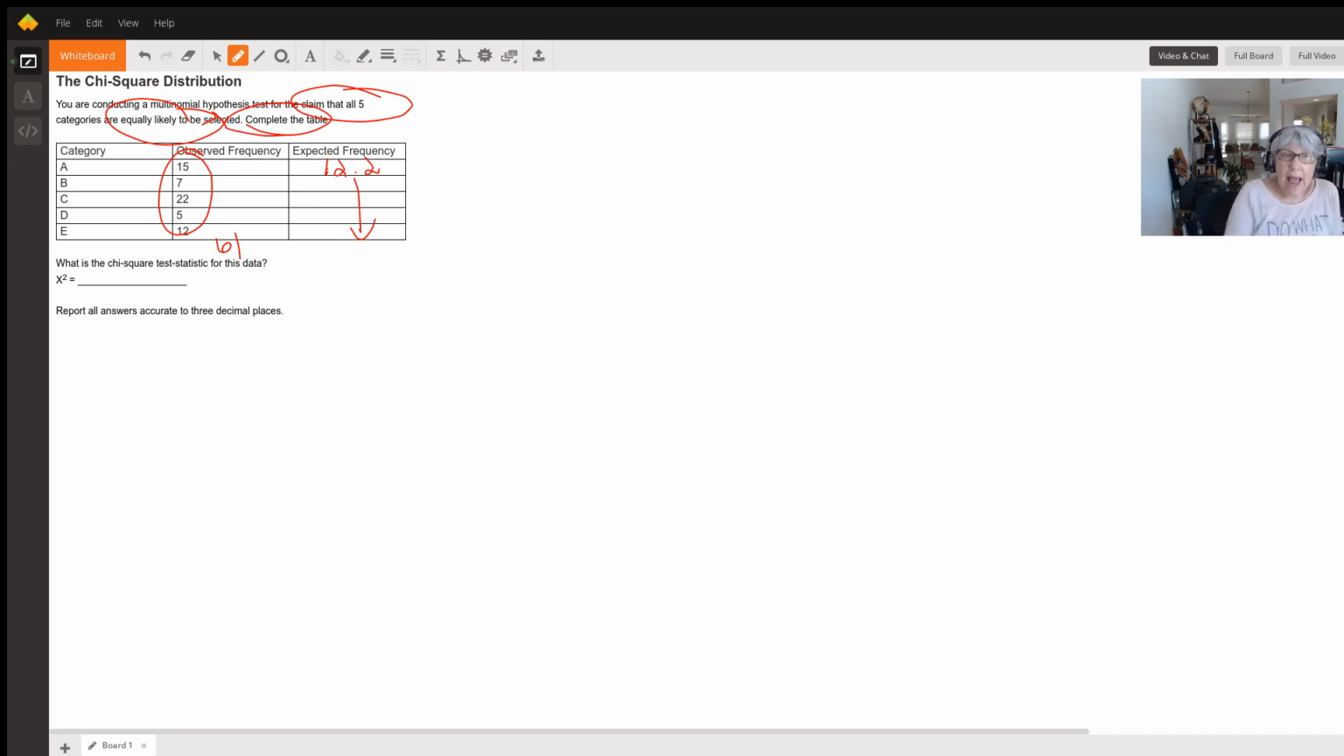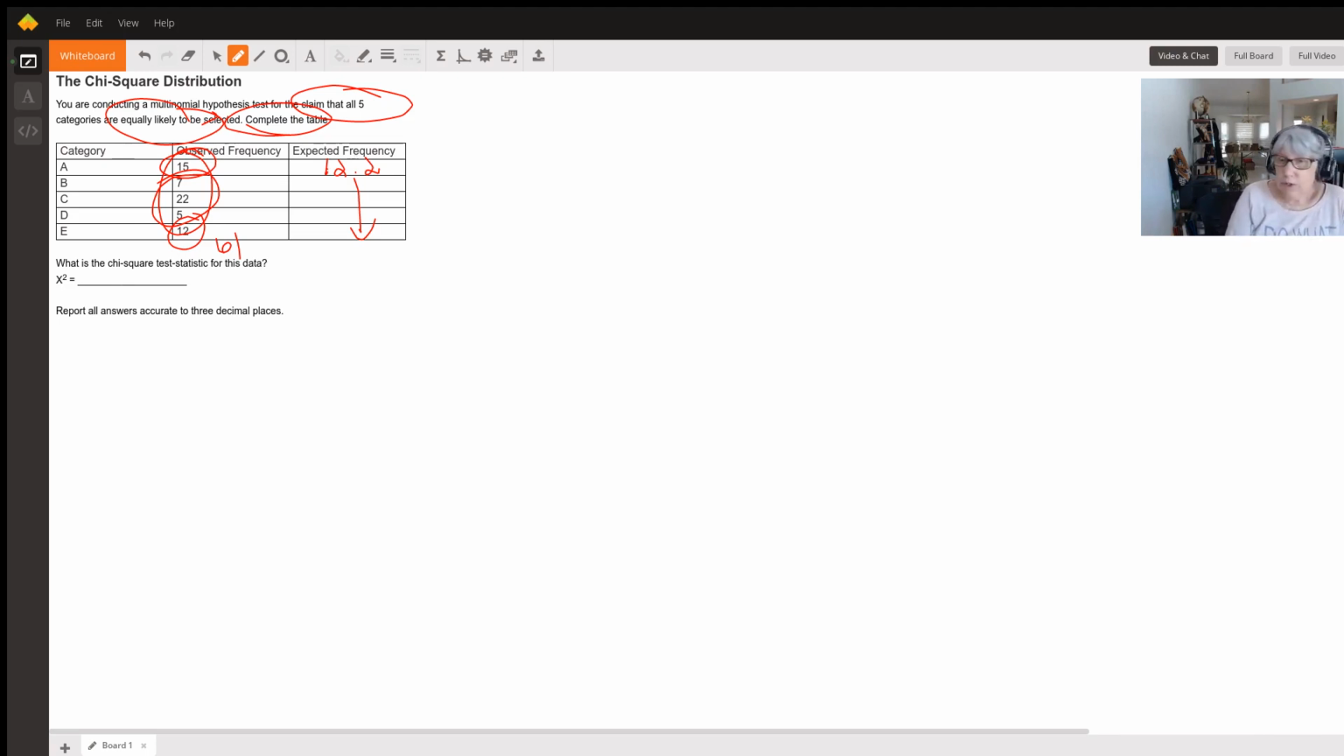Now, just looking at the observed frequencies and comparing those to the expected frequencies, clearly categories A and E are close, but the 3 in the middle are really not that close to 12.2. So probably that claim is not going to turn out to be true, but we're actually not going to look at that in this one. We're just going to answer these questions.